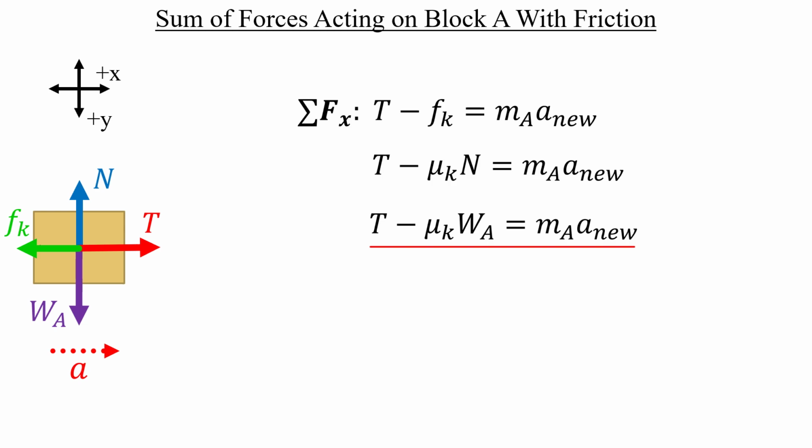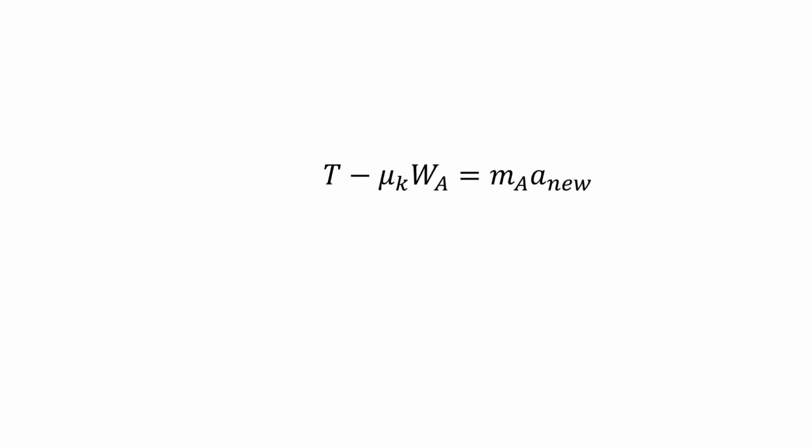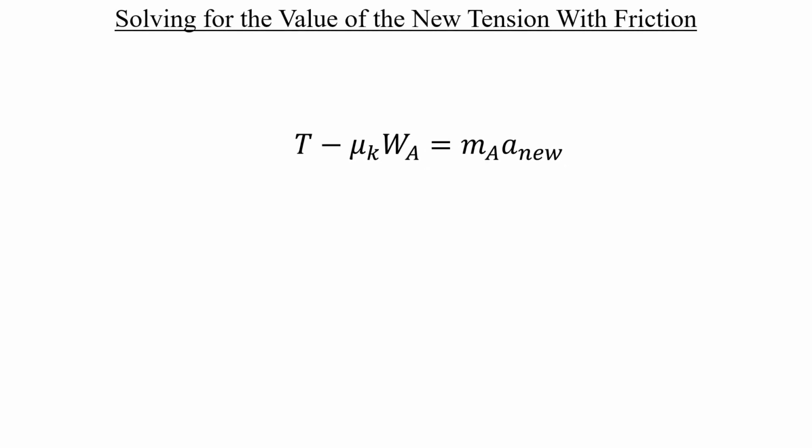Before we do, just a heads up here, we can ignore doing the sum of forces for block B again, since everything remains the same except for that new acceleration. With that said, let's go ahead and take a closer look at this underlined equation here. We can do the same process like we did before, where we isolate the acceleration variable. Pretty simple here. Just divide both sides by block A's mass, and that's it.